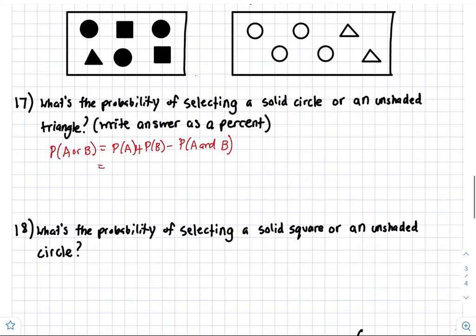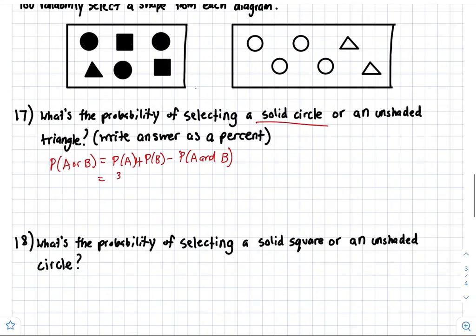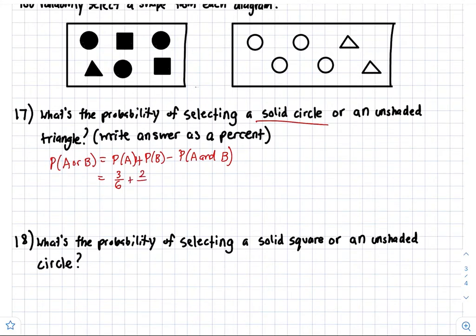So the probability of A, which is the solid circle, is 3 out of 6. The probability of B, which is an unshaded triangle, is 2 out of 6. Minus the probability of A, 3 out of 6, times B, 2 out of 6. So we can add these together: 3 plus 2 is 5 over 6, because they have the same common denominator. Minus 3 times 2, which is 6 over 36.